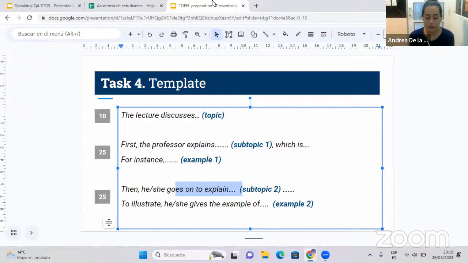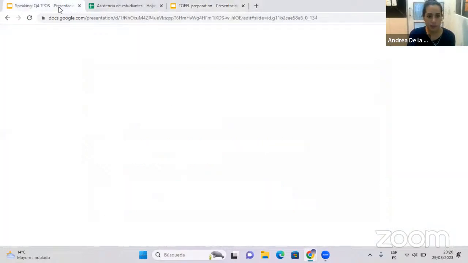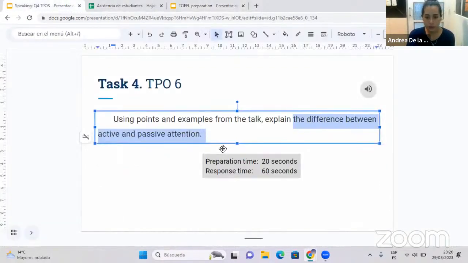So try to use the template. That'll be the only thing I'm going to say, the only tip I'll give you. Use the template, it'll help you structure your response better. And after a few tasks that you complete, you won't need it anymore. Is that okay? Do you guys have any questions so far?